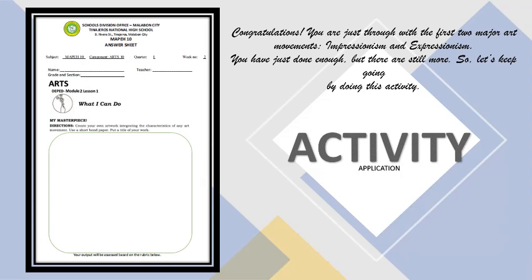Activity 2, what I can do. Direction: Create your own artwork. Identify the characteristics of your artwork. Use a short bond paper and put a title on your work. With this activity, you will create an artwork to draw, paint, and use your learning on the artwork. You may be influenced by the movement of Impressionism or others. Write a title of your artwork. Once done, you can send your artwork to your gallery.